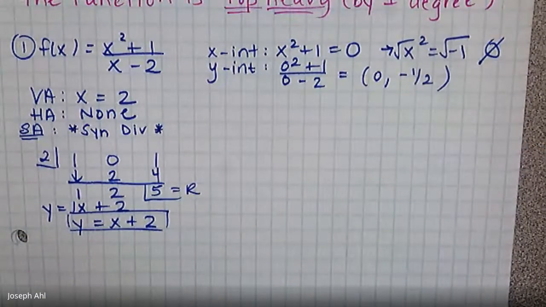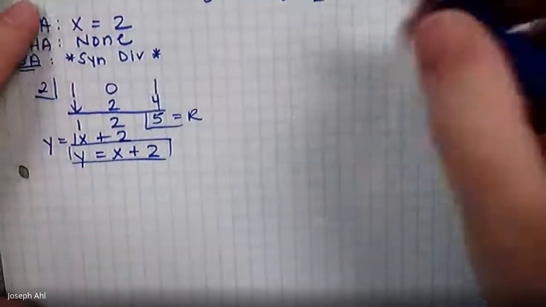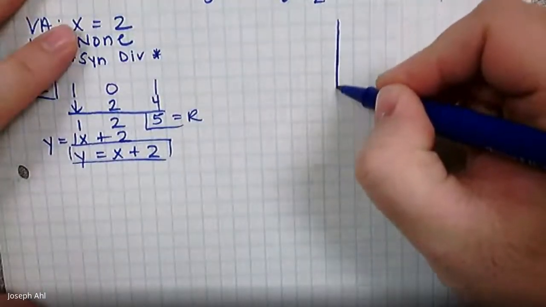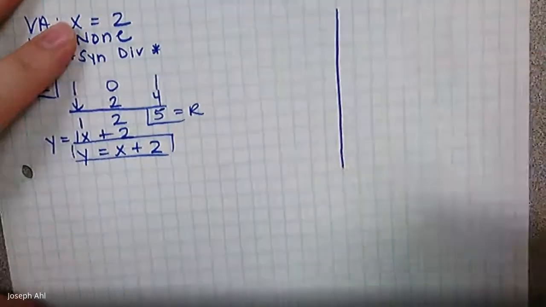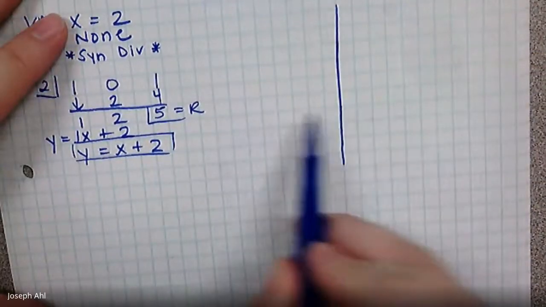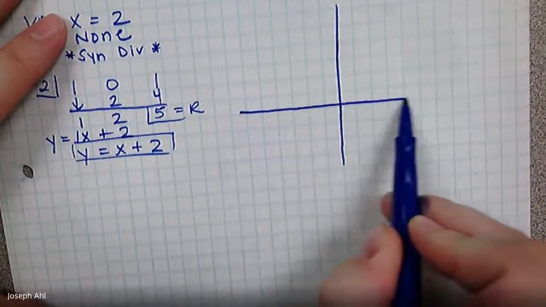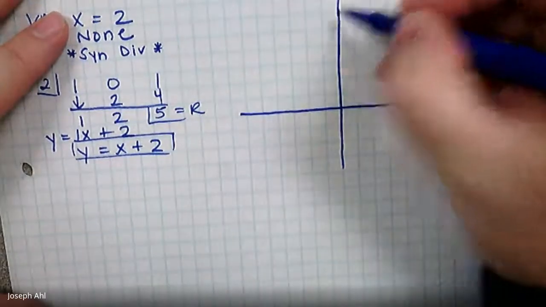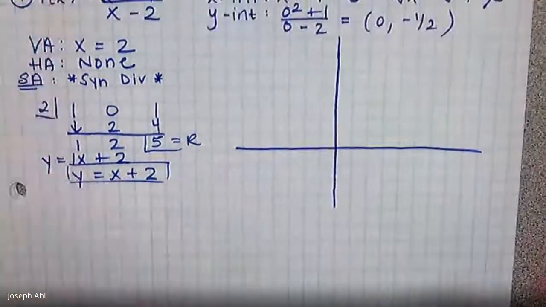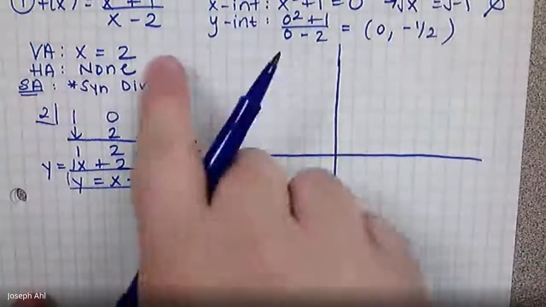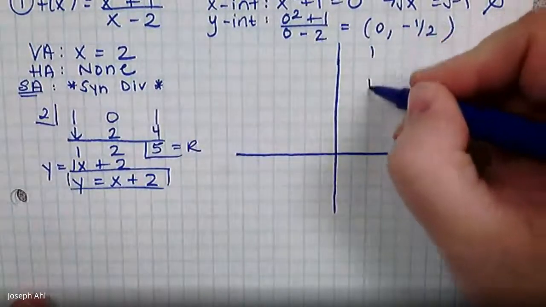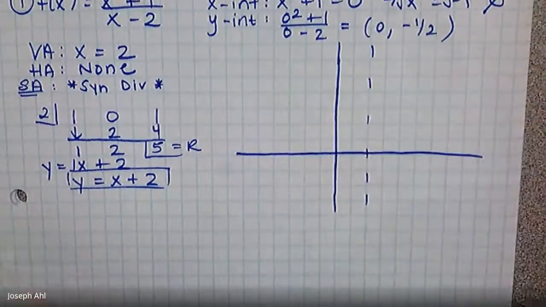Okay, so when we go to make our sketch here, here's kind of the key difference. When we do our asymptotes, we're going to have to make sure that we sketch a slant line at y equals x plus 2 and call that our slant asymptote. So let's start with the easy one. The vertical asymptote at x equals 2 is right here.